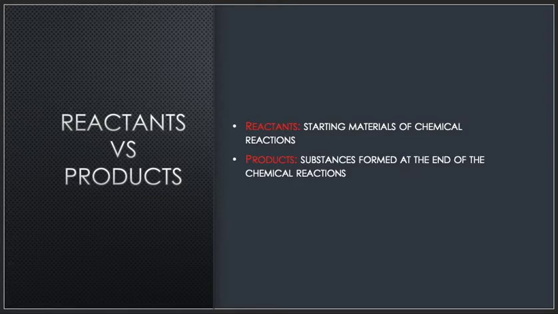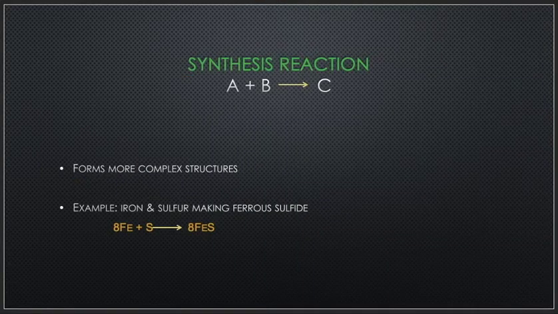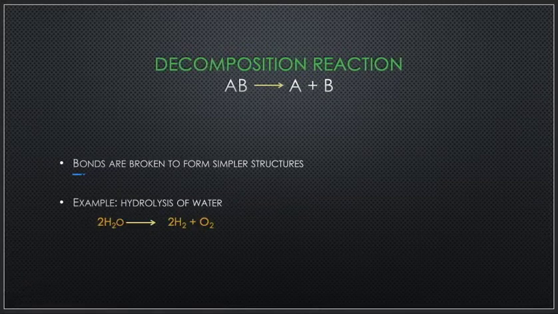Our first reaction we're going to talk about is synthesis reactions, and those form more complex structures. So you will have two simple molecules forming a complex molecule, such as the reaction between iron and sulfur, making ferrous sulfide. In contrast, our second reaction would be a decomposition reaction, and that is going to take a more complex molecule and form simpler molecules.